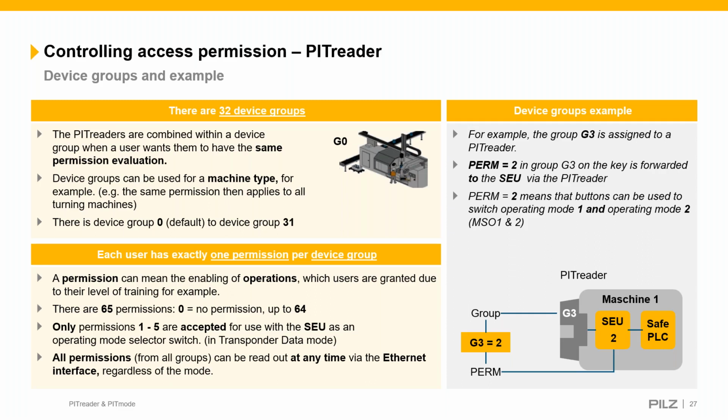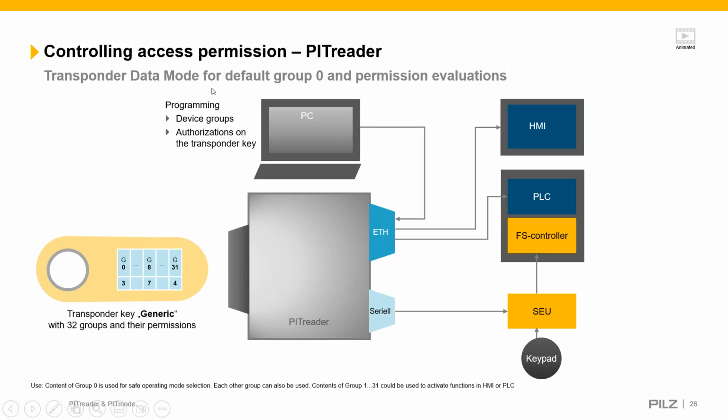So, device group example: the group G3 is assigned to the PIP reader. Permission 2 in group 3 on the key is forwarded to the safe evaluation unit by the PIP reader. And permission 2 means that buttons can be used to switch operating modes 1 and 2, as previously mentioned. So, transponder data mode for default group 1 permission evaluation. So this is how we're going to program, really.